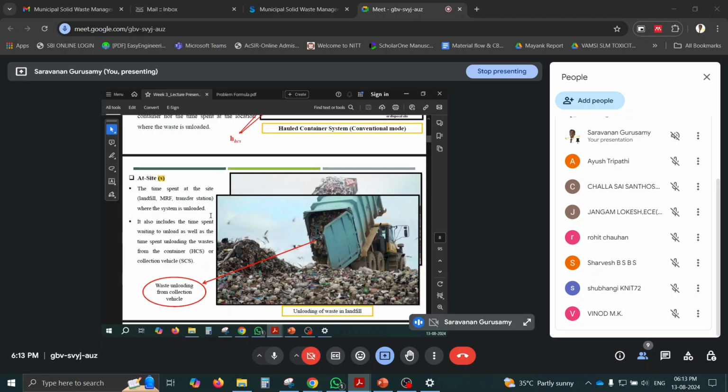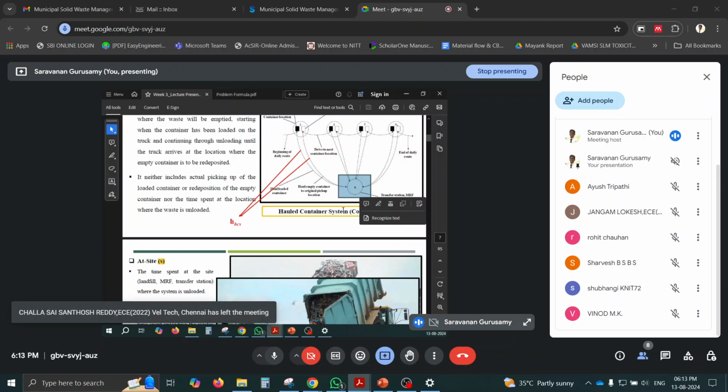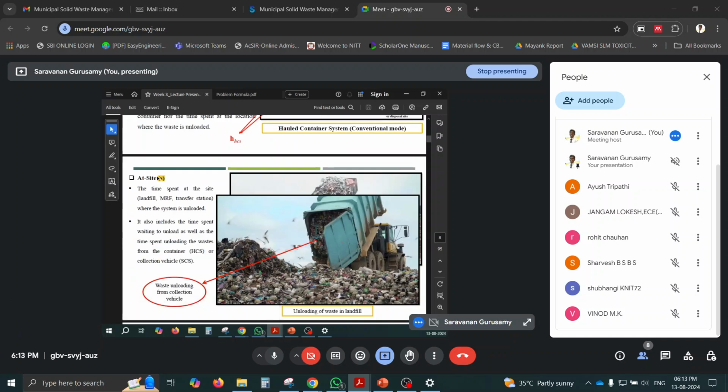Then at site time. At site time is the time we take at the disposal site to dispose the waste from the vehicle. That will give you the at site time. It's not on site, it's at site time.